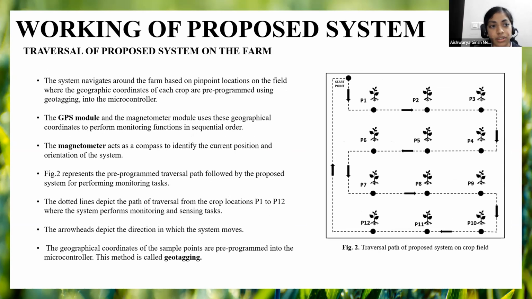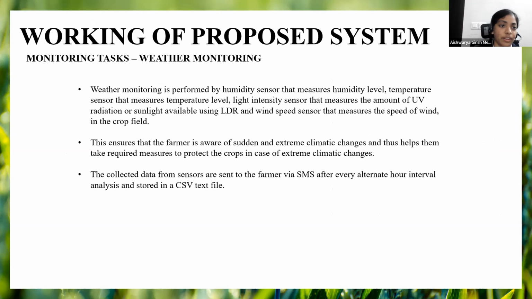And coming to the traversal of the proposed system on the farm. So on the right hand side, I've provided a traversal path that was used by the system. So we have taken a sample of 12 crops, and the geographical coordinates of each of them are pre-programmed into the microcontroller. And a magnetometer and a GPS module are used to traverse the system towards each of these crops. And this technology is actually called geotagging, and the dotted lines that you can see in the diagram over here is the path that will be followed by the system.